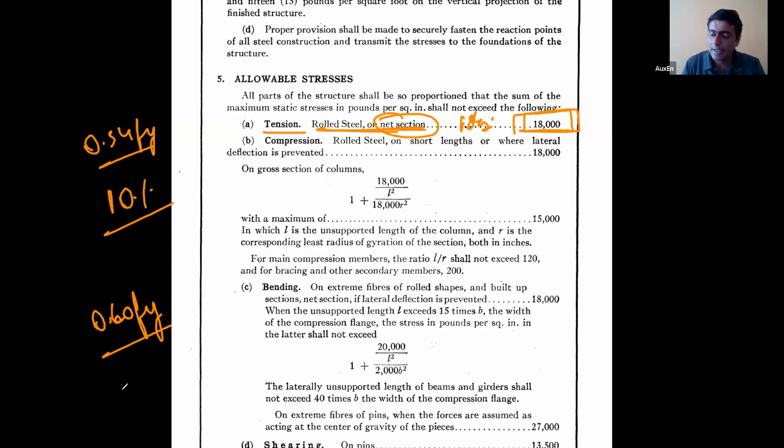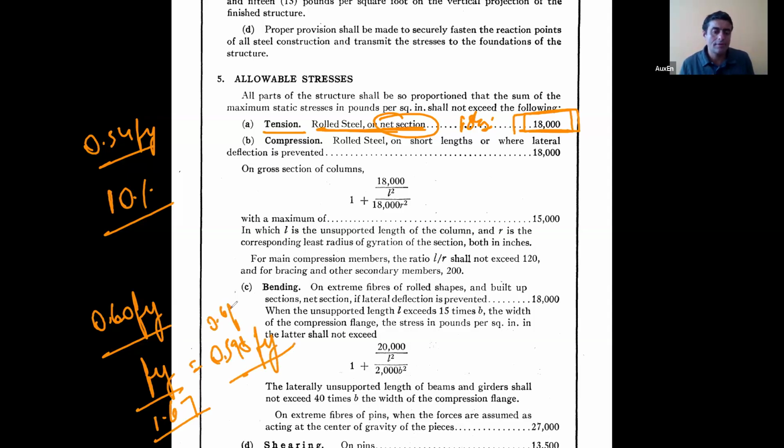And if you look at the ASD based approach, which I'll be talking more about later, it will be Fy upon 1.67. Just do an inverse of 1.67. How much? Same, 0.598. So 0.6 that means. Do you understand what I'm trying to tell?